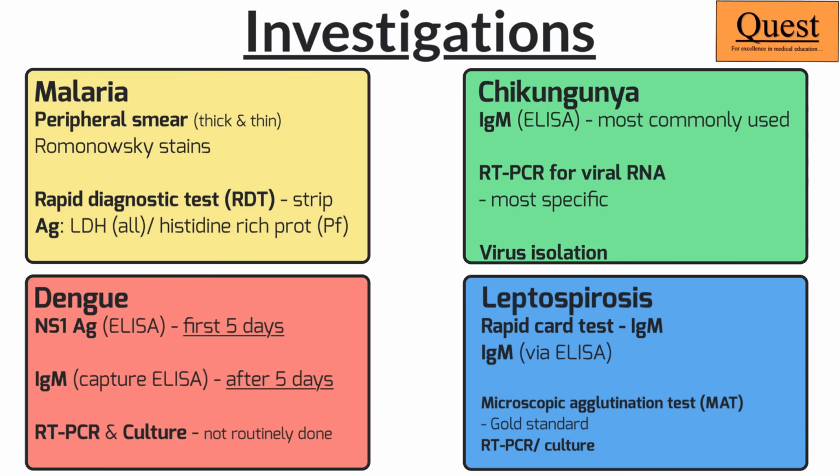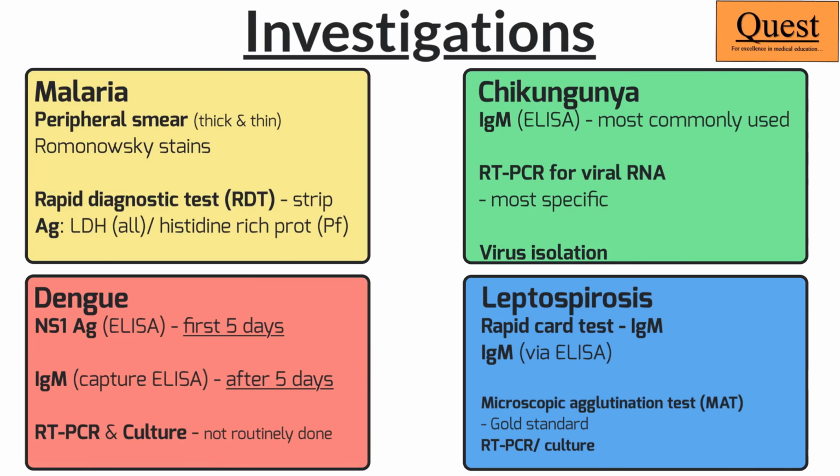For leptospirosis, rapid card tests are easily available. This would again test for the IgM antibody against leptospirosis. The gold standard test is microscopic agglutination test or MAT, but this test is not easily available. We can do an ELISA for IgM, that is available, and sometimes we can do an RT-PCR or culture of leptospirosis, but again it would have a limited availability in the community.